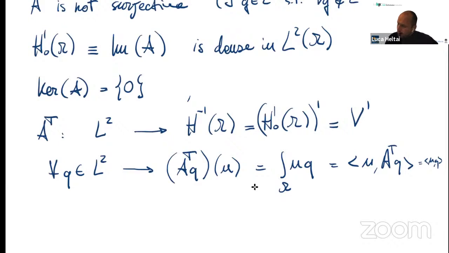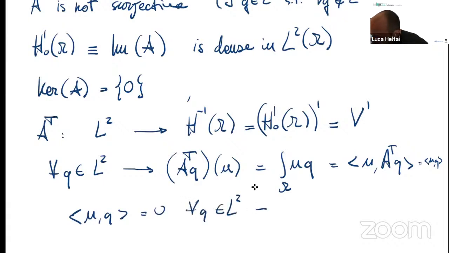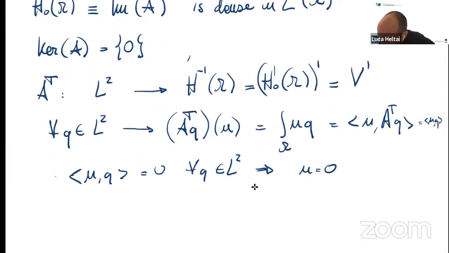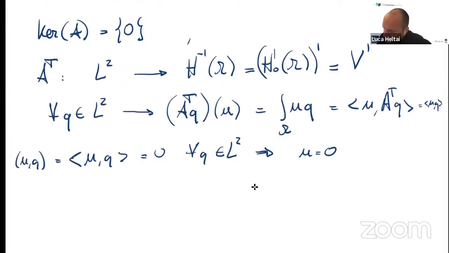So if I look at this, then what this is telling you is that a function which is in L2, you can always interpret as an element of the dual space of H1. And also, due to the denseness of H1 0 in L2, if you have that UQ is equal to 0 for any Q in L2, then that means that U is equal to 0, simply because the H1 norm of the function U contains the L2 norm. So we are just measuring things with the duality with the scalar product in L2, basically. So this is equivalent to writing the scalar product of U and Q. And so this also means that the kernel of A transpose is also equal to 0.